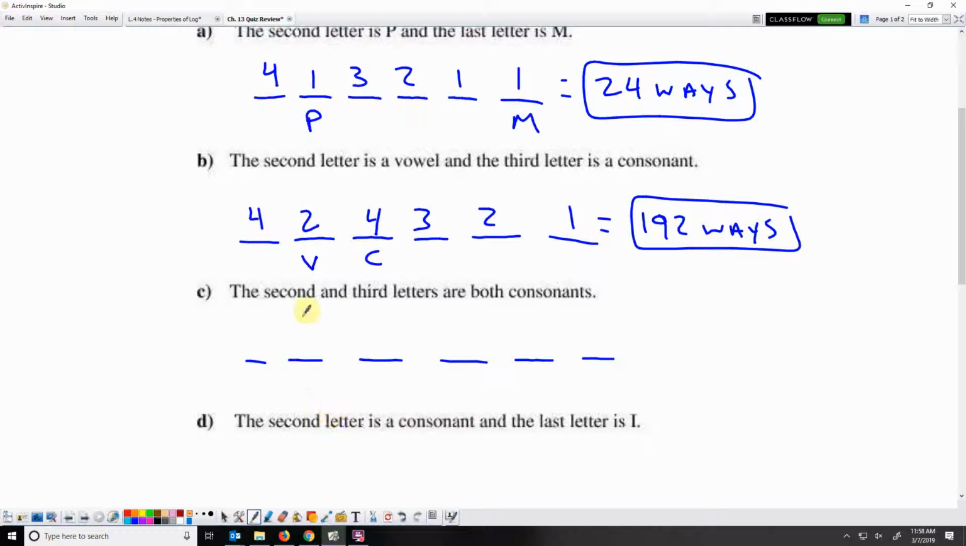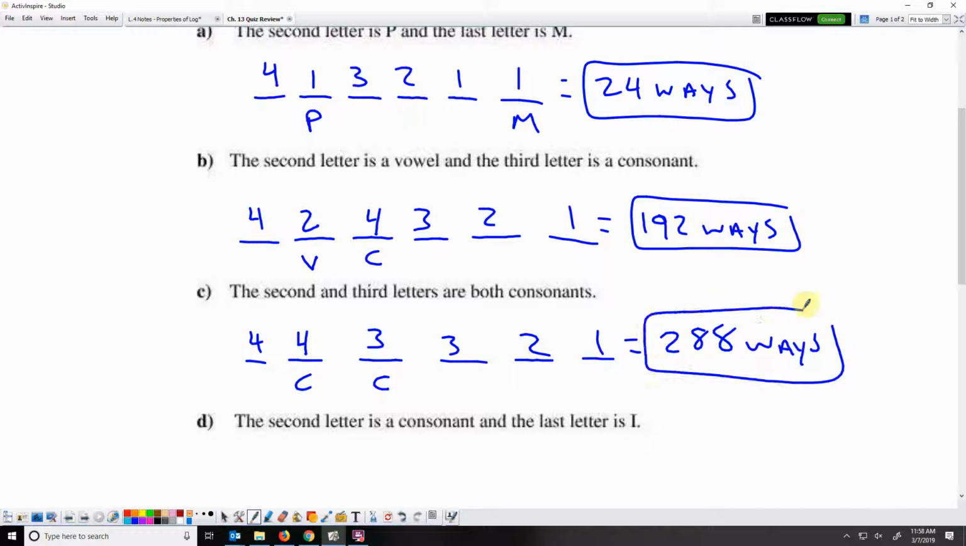Okay, this time, the second and third letters are both consonants. We found earlier there are 4 consonants to choose from. I have now placed 1 consonant. I'm going to place another, but there are only 3 options left because I've already placed 1. So now I have used 2 letters. I've got 4, 3, 2, and 1 remaining for a total of 288 ways to arrange those letters.